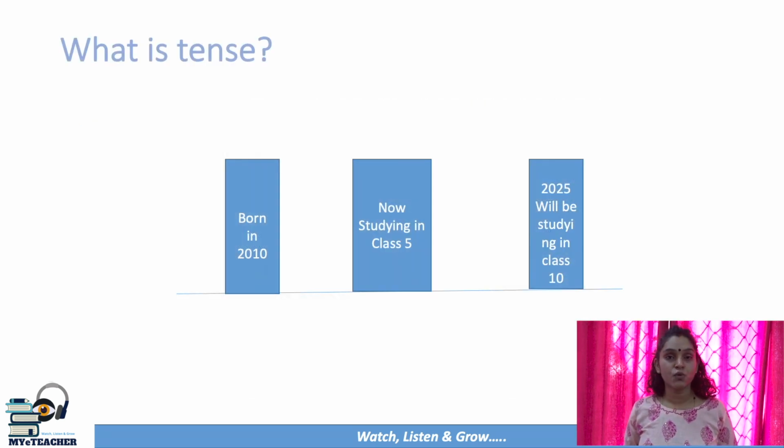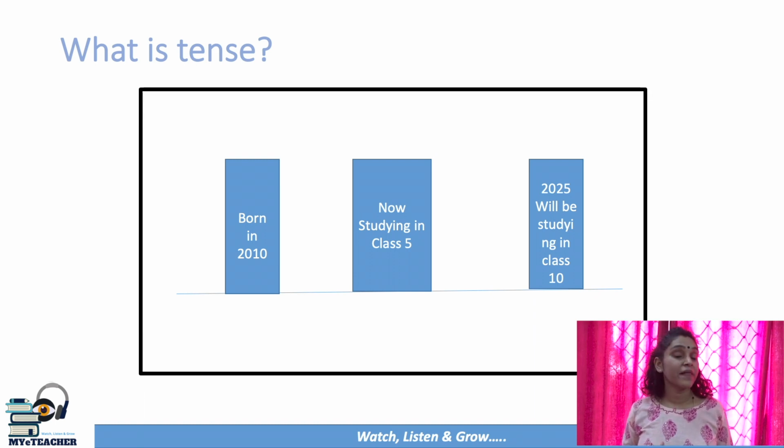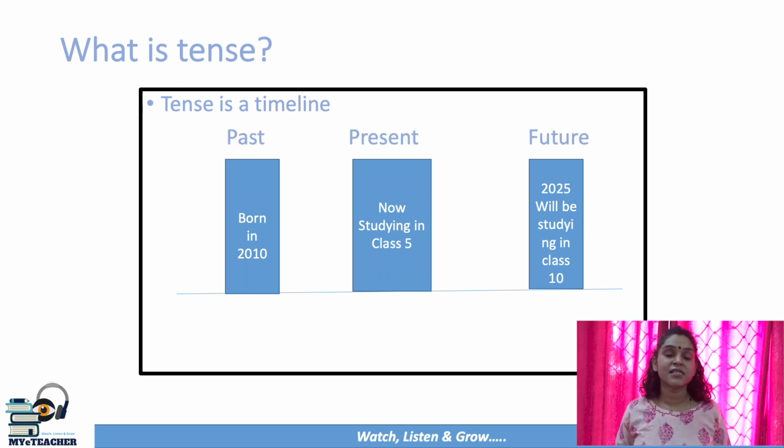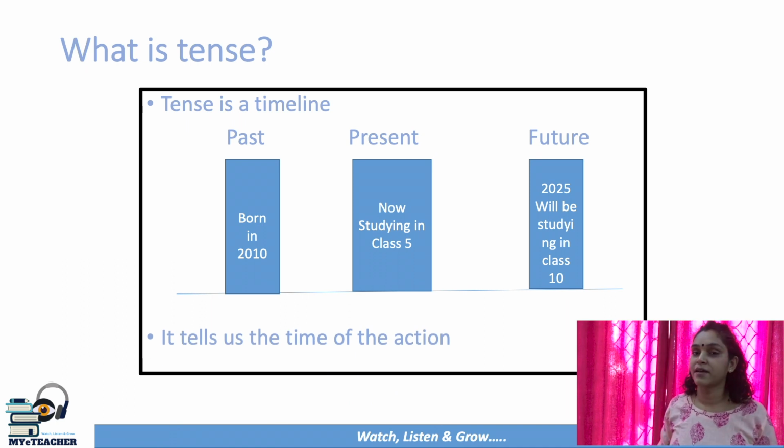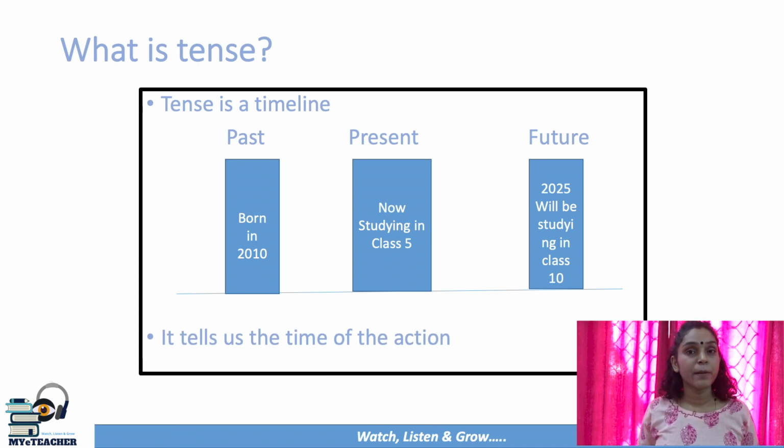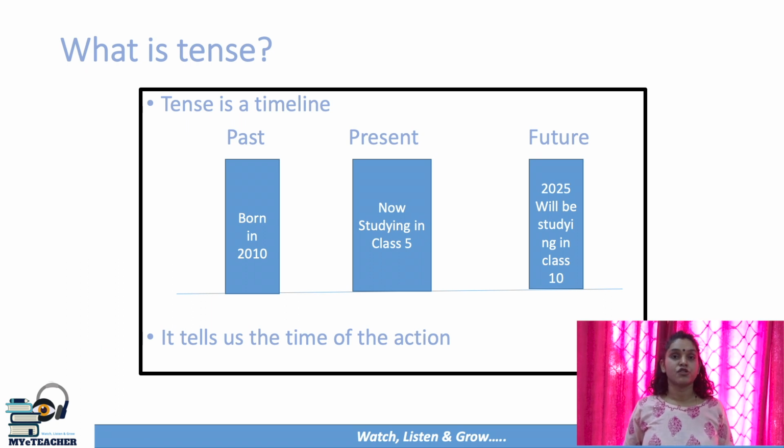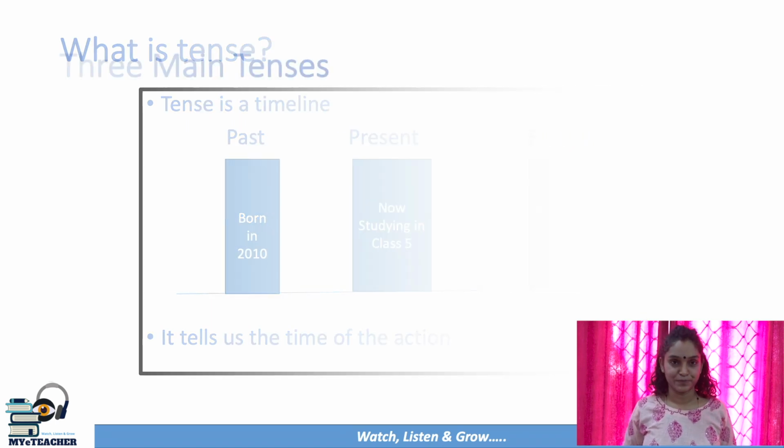And what does a tense do? Tense is a timeline. It tells us when the action happened. For example, if you were born in 2010, it is something that has already happened and hence in the past. If you are presently studying in class 5th, then it is the present. In 5 years' time, you will be studying in class 10th, and that will be the future tense. So, tense tells us the time when the action happened.